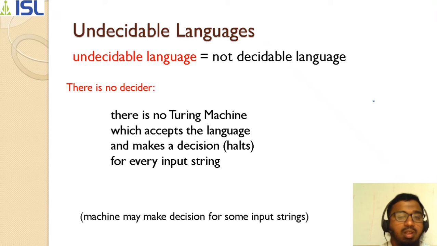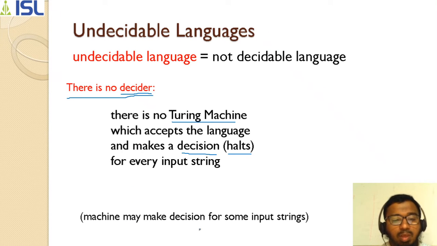every input string. Previously in the decidable, we had the decider. With the help of the decider, it takes the decision or it halts on every symbol. But here there is no decider, and there is no Turing machine which accepts the language and makes a decision for every input. So the machine may make a decision for some input strings. So this is called an undecidable string.